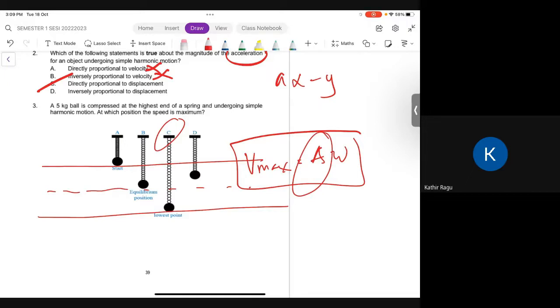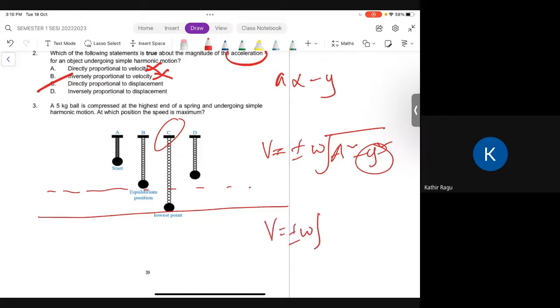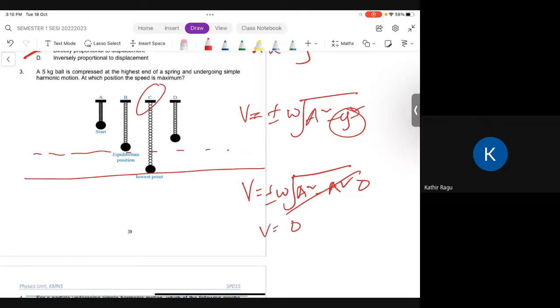Formula dia adalah AU. Sekejap. Bermula, dia adalah V sama dengan plus minus omega square root A squared minus Y squared. So, Y ni nak tentukan dia berada di mana. Mesti dekat equilibrium lah. Sebab kalau dia dekat maximum, so dia akan jadi V equals to plus minus omega square root A squared minus A squared. So yang ini akan dapat 0. So yang itu yang awak akan dapat V adalah 0.